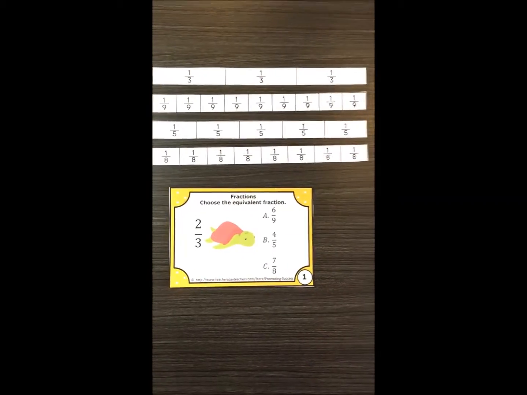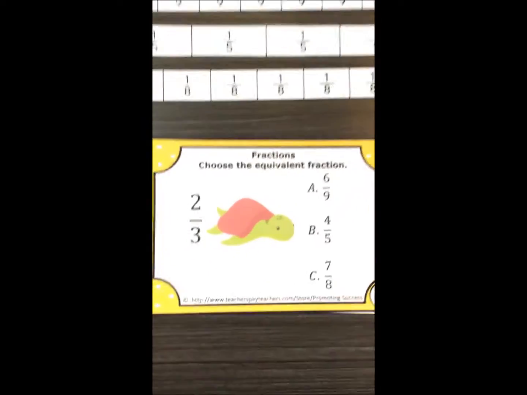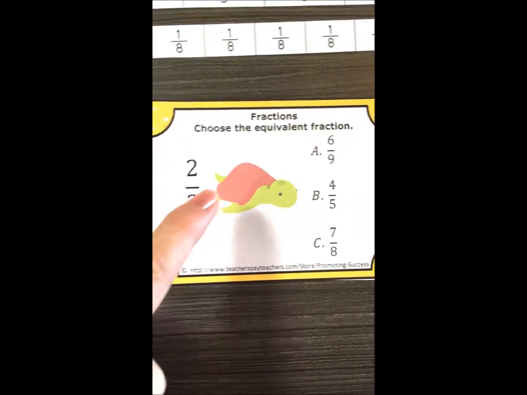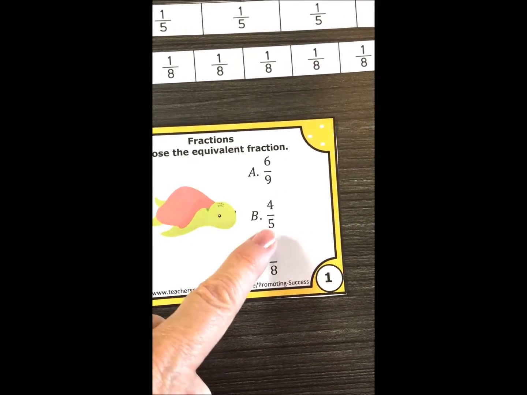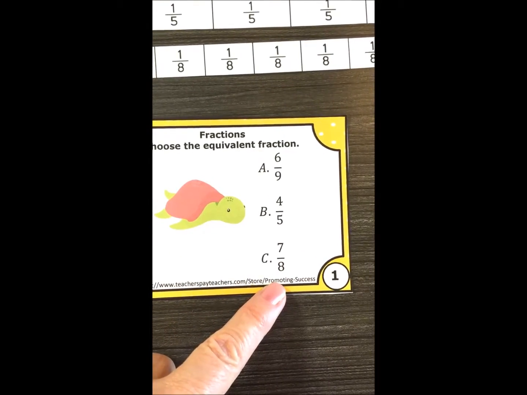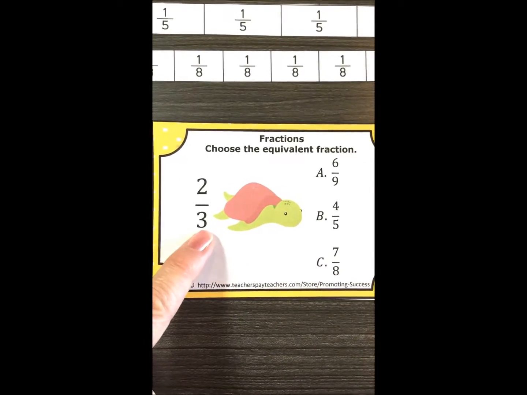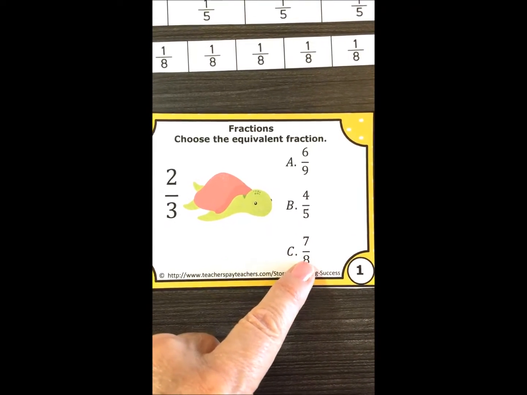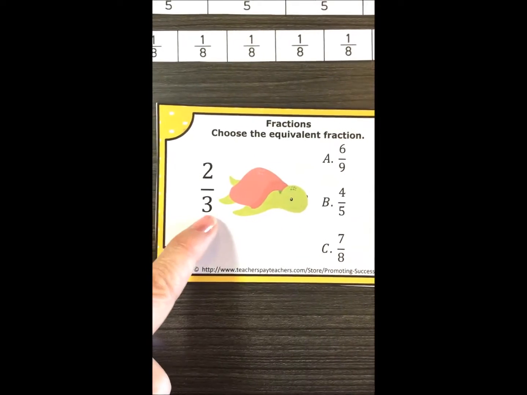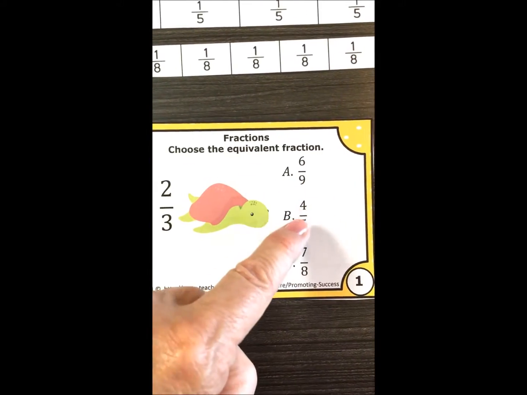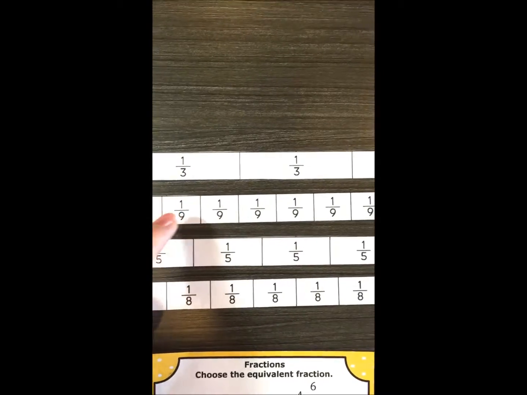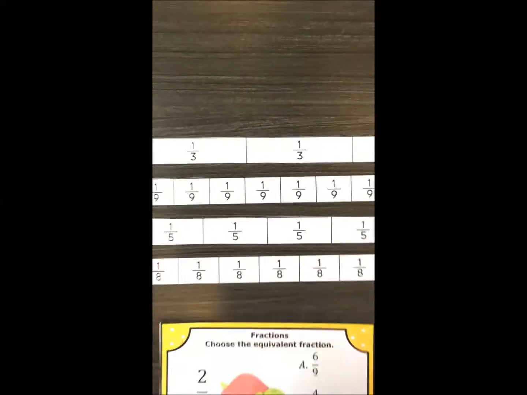Let's try another example with our fraction strips. In this example, we have 2/3. Is that equivalent to 6/9, 4/5, or 7/8? So we're going to be comparing thirds, ninths, fifths, and eighths. We start with the denominator to compare. We have thirds, ninths, fifths, and eighths.